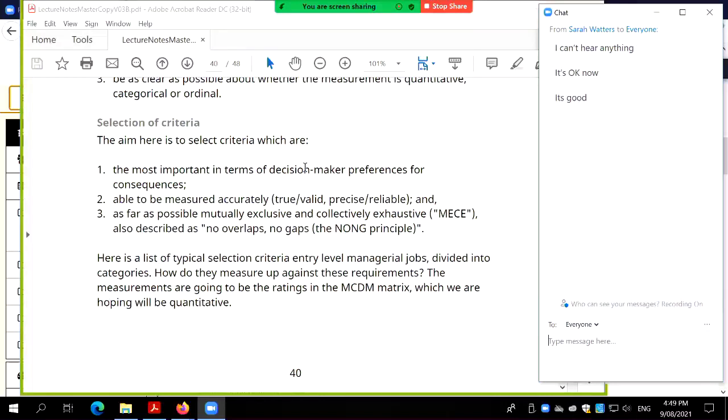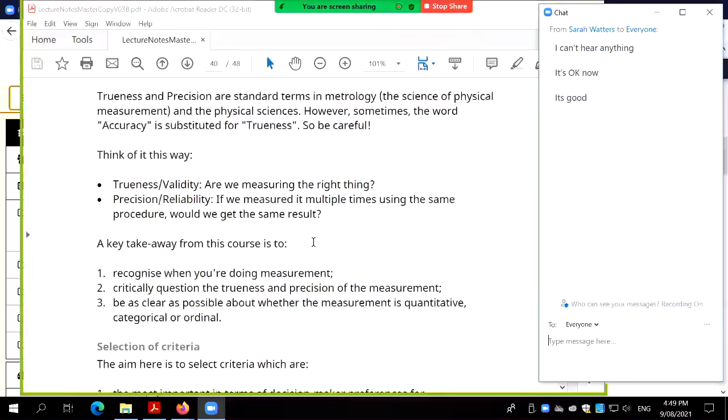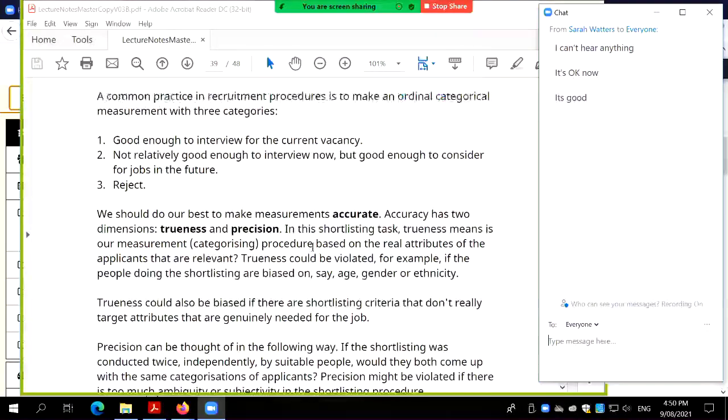So let's talk about those. So the selection criteria, go back to my diagram, where have I put it? Oh, it's the next page.